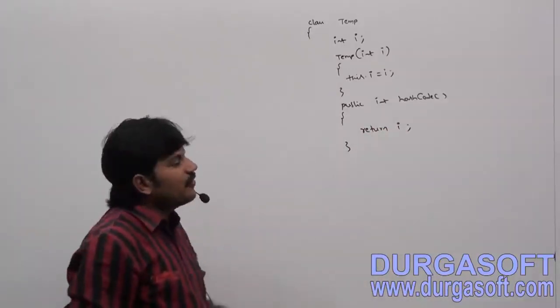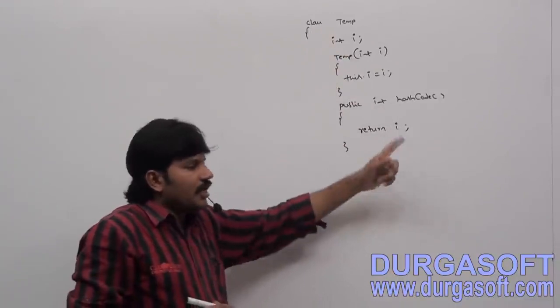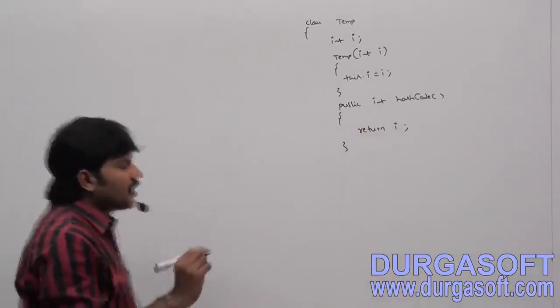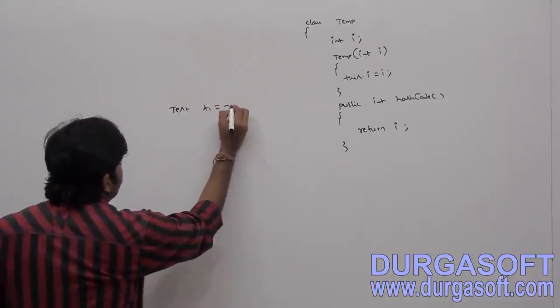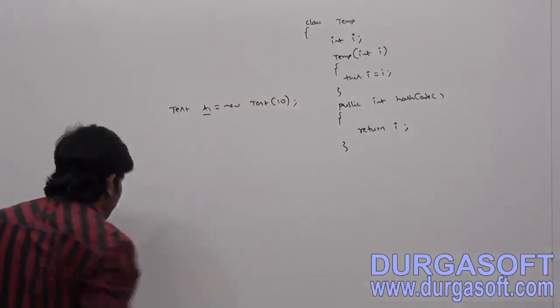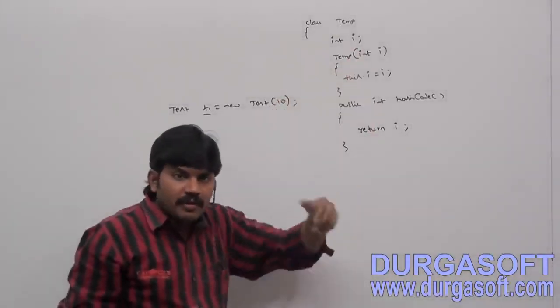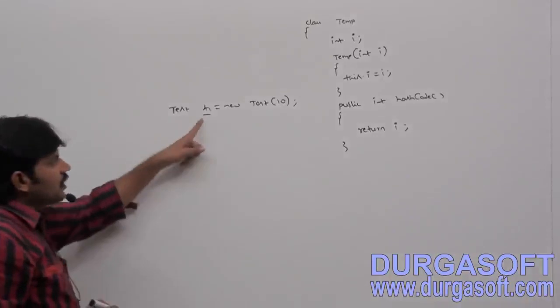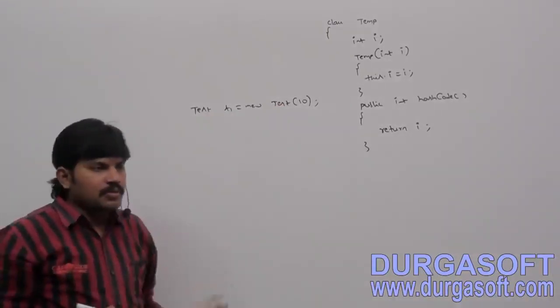Assume whatever i value is there will become the hash code of this object. Suppose I am taking Temp t1 = new Temp(10). What is the hash code of t1? 10, because whatever i value you pass will become the hash code. So new Temp(10) means 10 will become the hash code of this object.